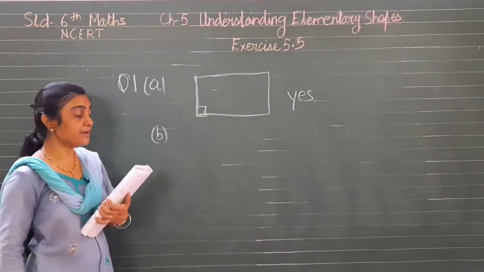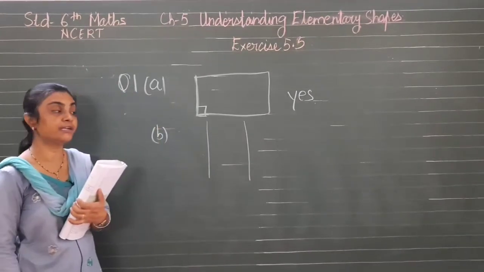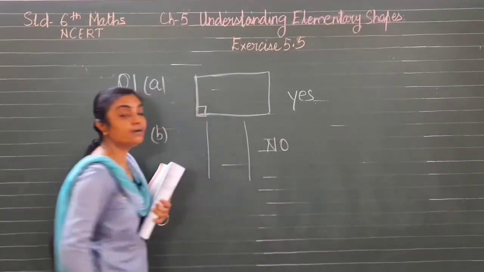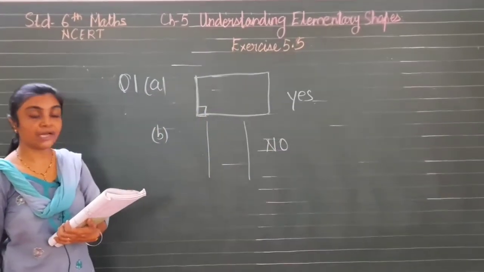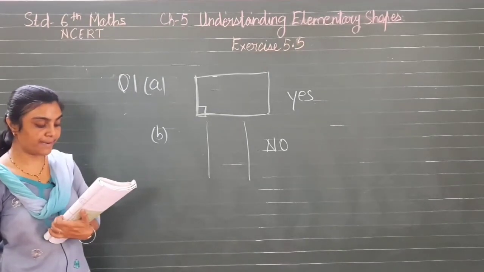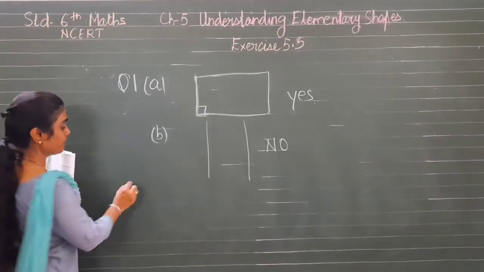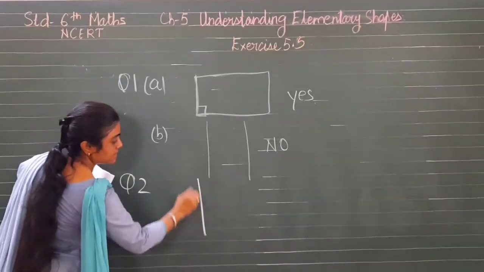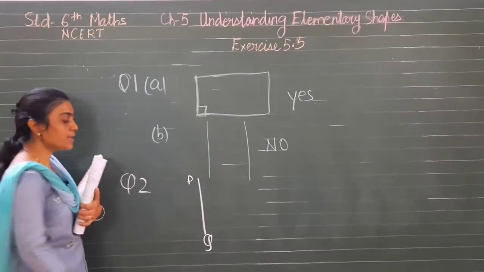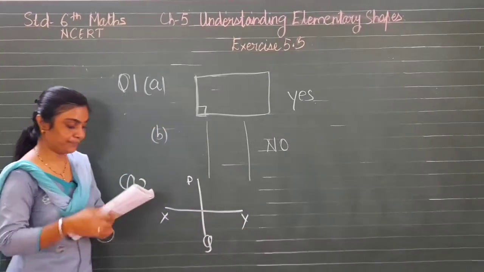B. The lines of a railway track. Suppose these are the lines of a railway track. They do not meet. They are parallel lines. So this is not a model of perpendicular lines. Now let us see the next question, number 2. Let PQ be the perpendicular to the line segment XY. So this is PQ, the perpendicular to line segment XY. This is XY.